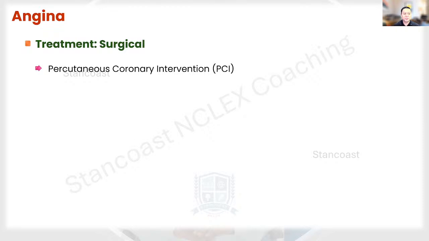Now let's talk about the surgical management of angina. We're almost there to the NCLEX questions. So what are the things that we need to know about the surgical procedures in angina pectoris? Well, let's take a look into the first one, which is the percutaneous coronary intervention, or known as the PCI. So what is this? Basically, the procedure will involve the use of an invasive procedure, angioplasty, which is a minimally invasive type. It can open the blocked or narrowed arteries.